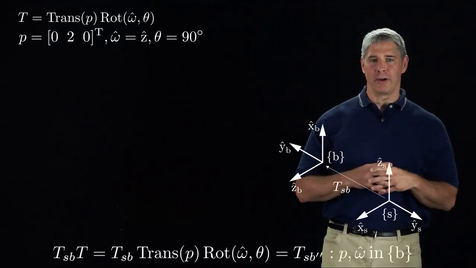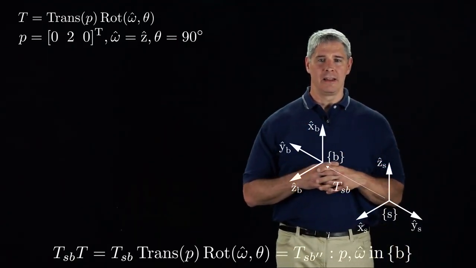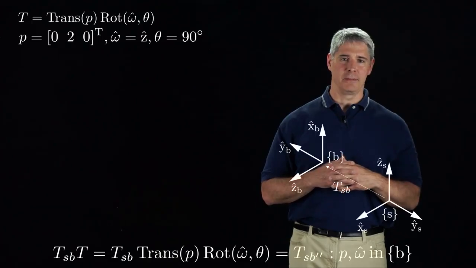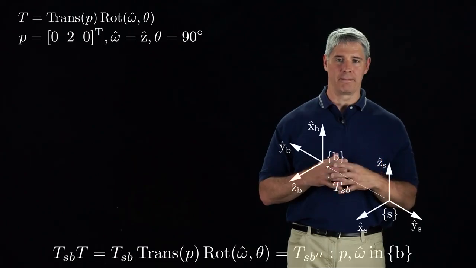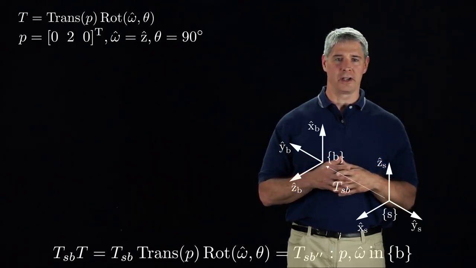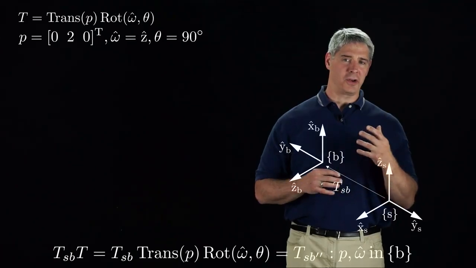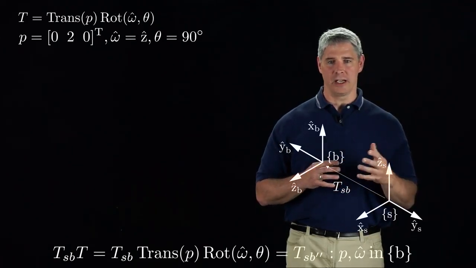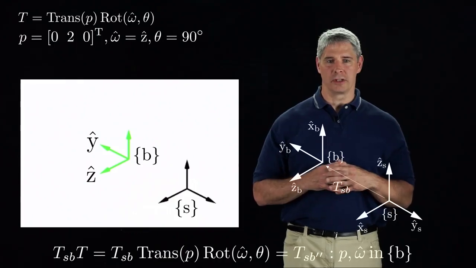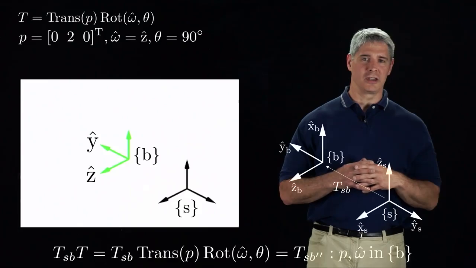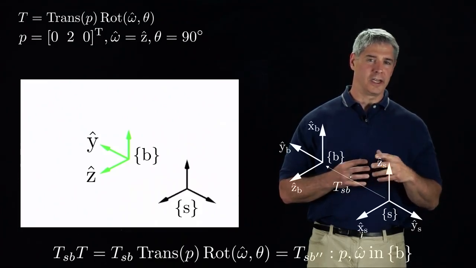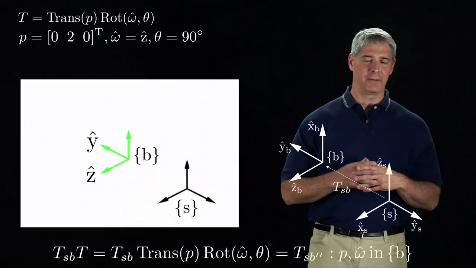If instead we right multiply TSB by T, the vectors P and omega hat are considered to be expressed in the frame of the second subscript of TSB, the B frame. Also, the order of the operations is reversed. First, we translate TSB, and then we rotate it. Let's animate the motion. Watch how the B frame first translates by 2 units in the y direction of the B frame, then rotates about the z-axis of the B frame.